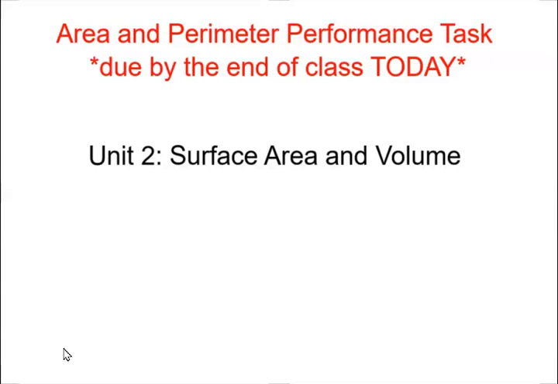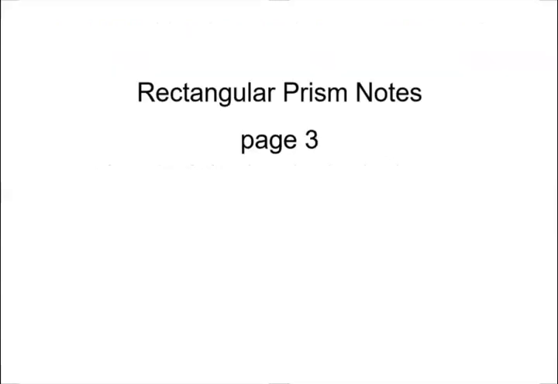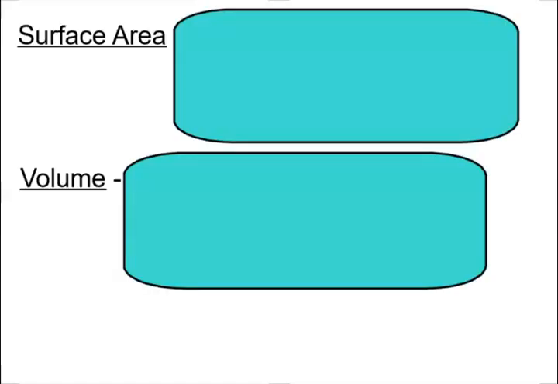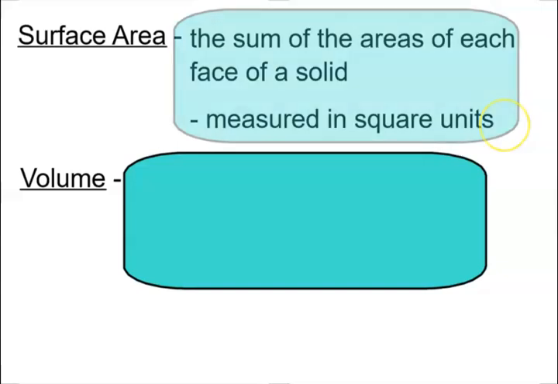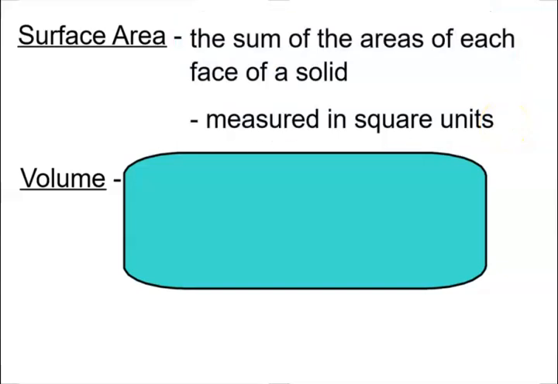So if that is our topic, if you turn to page 3, today we're going to focus on rectangular prisms. Since we're spending an entire unit on surface area and volume, we need to know what that is. So surface area is the sum of the areas of each face of a solid. It's measured in square units.